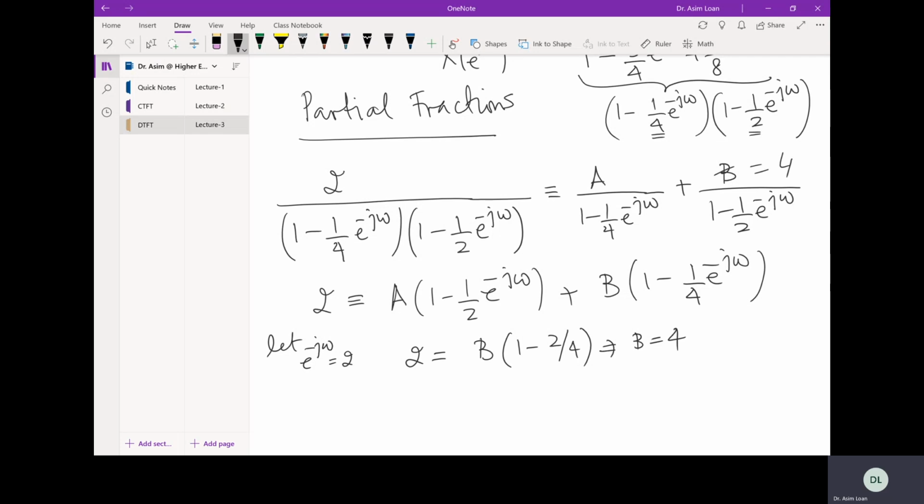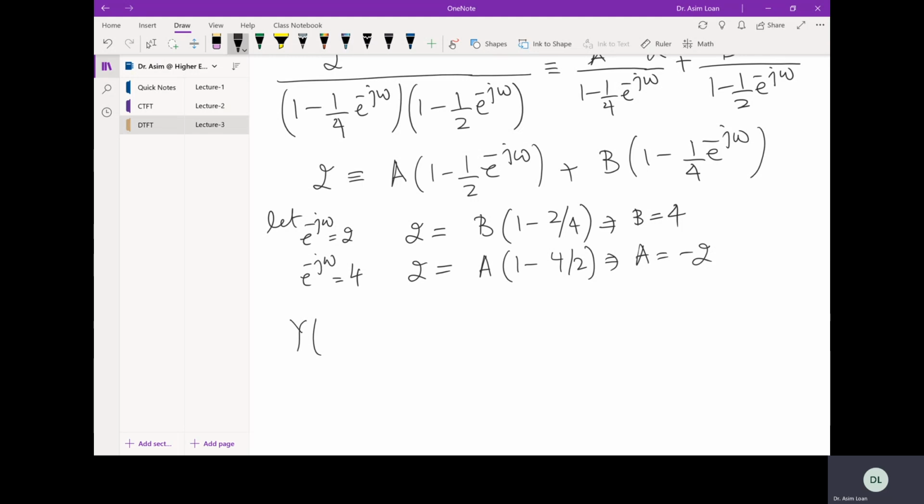And if I say e to the minus j omega is equal to 4, so 4 over 4 is 1, 1 minus 1 is equal to 0, so this is a into 1 minus 4 over 2, so a is equal to minus 2. So a is equal to minus 2.